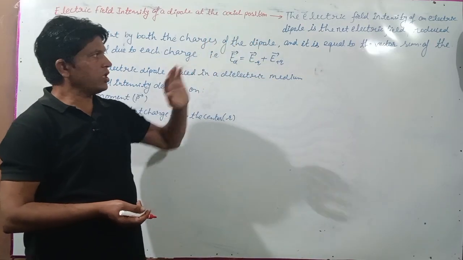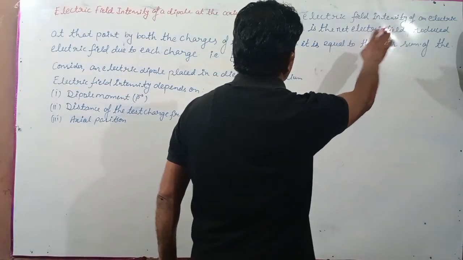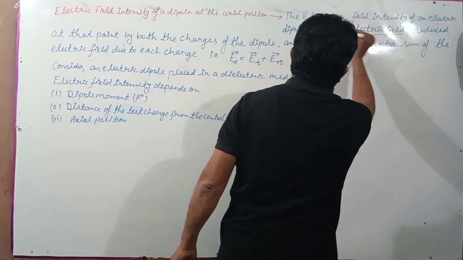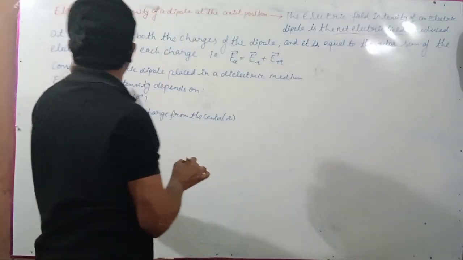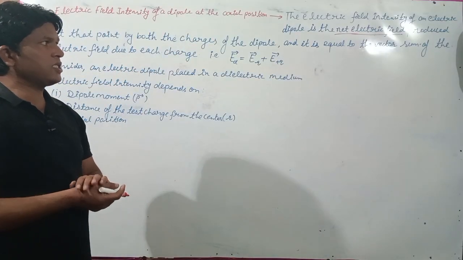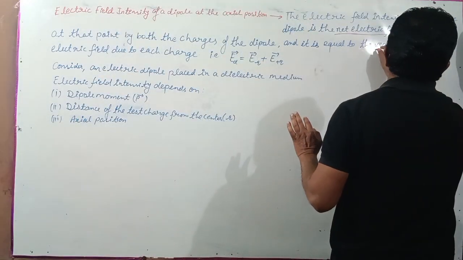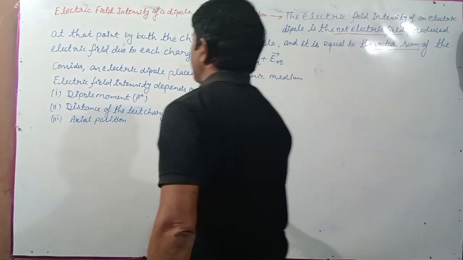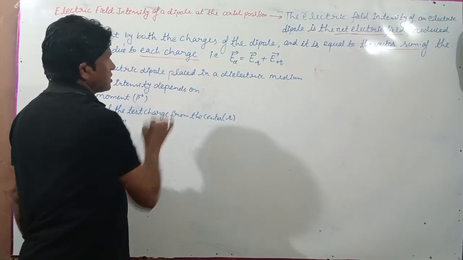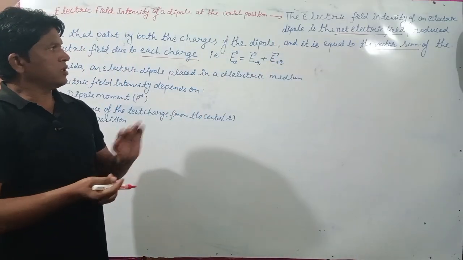This formula is called the definitional formula because it is based on the definition. The main point in this definition is that the electric intensity of the electric dipole is the net electric field produced at that point by both the charges of the dipole, and it is equal to the vector sum of the electric field due to each charge. Here we have underlined the essential points.